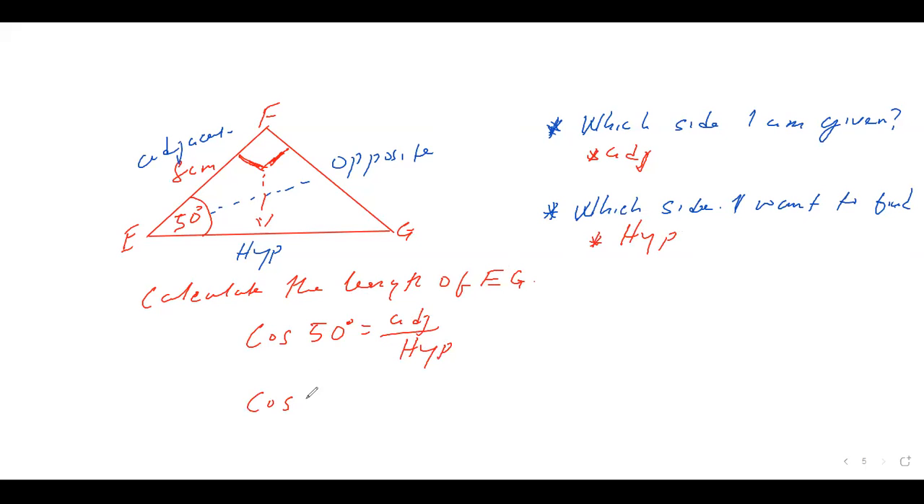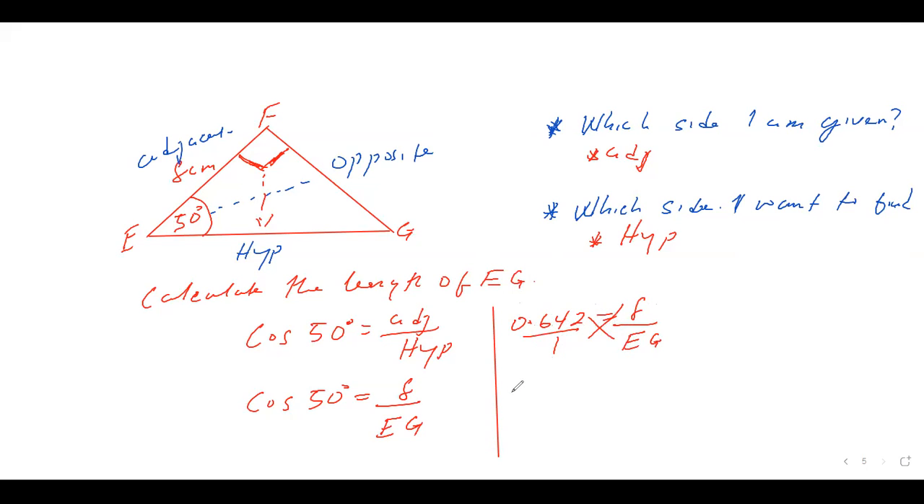Cos 50 degrees, my adjacent being 8, over hypotenuse, which is EG. Then I want to find EG. Can somebody tell me what is cos of 50 degrees to 3 decimal places, please? 0.642 is equal to 8 over EG. Then I'll put this over 1. Then what I'll do, cross what?